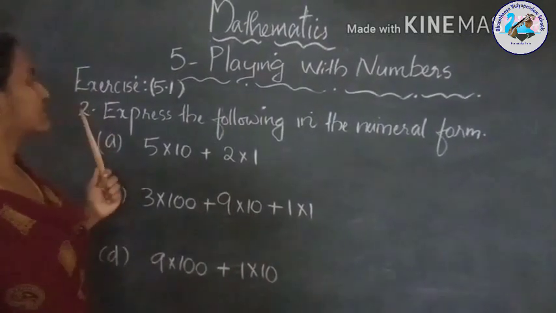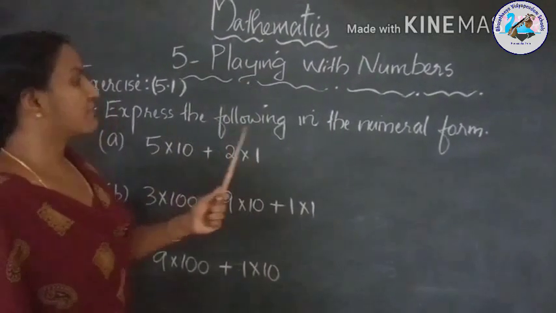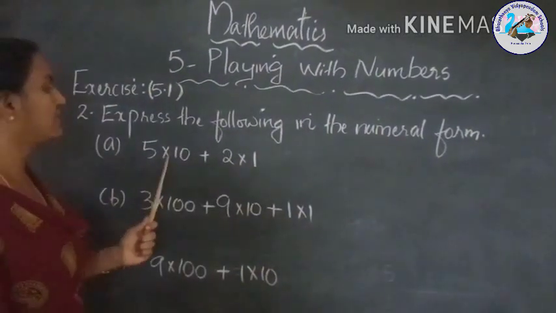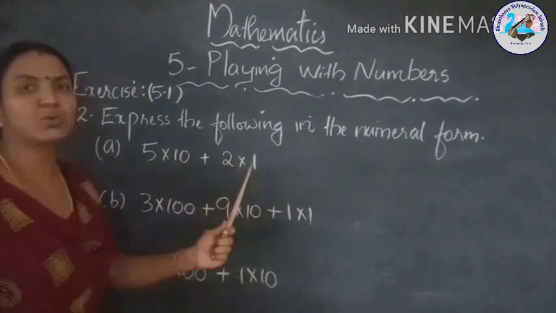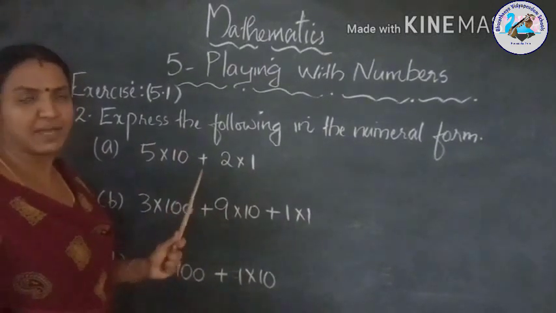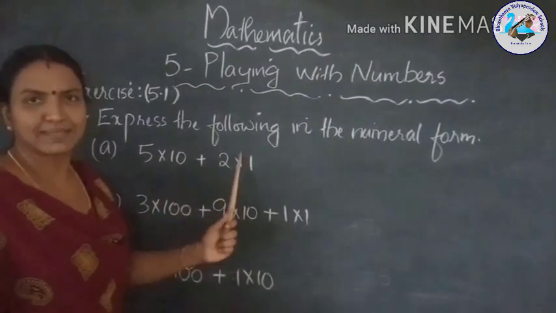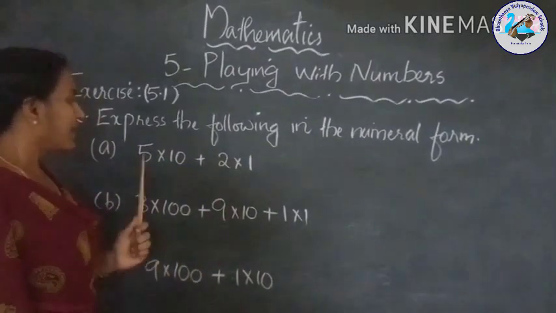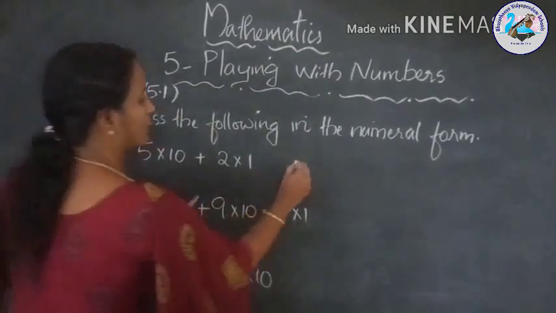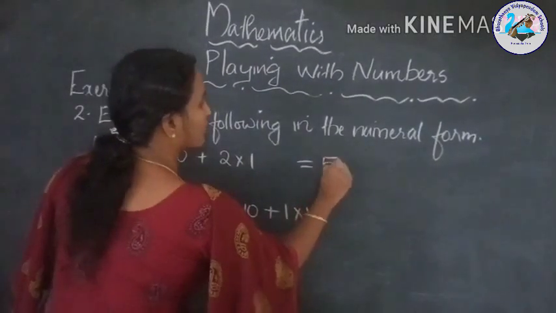The next question, question number 2. Express the following in the numeral form. The first option, 5 into 10 plus 2 into 1. When we compare with the generalized form of a two-digit number, 10a plus b, here a is 5 and b is 2. So it is equal to 52.